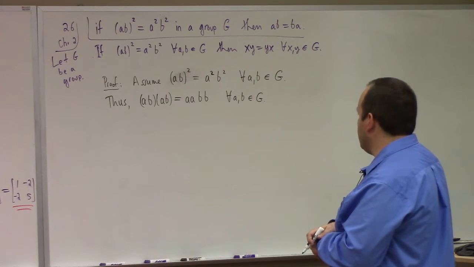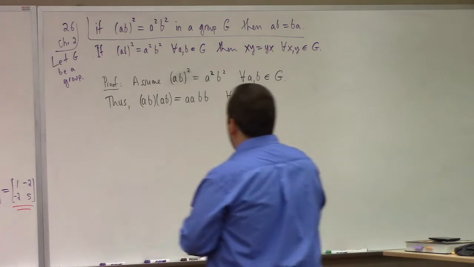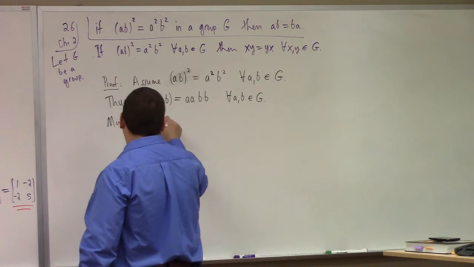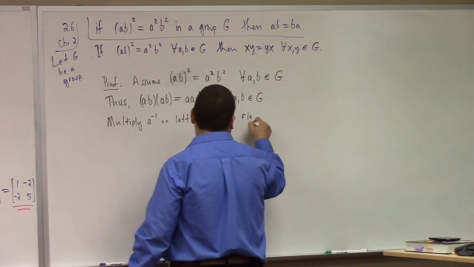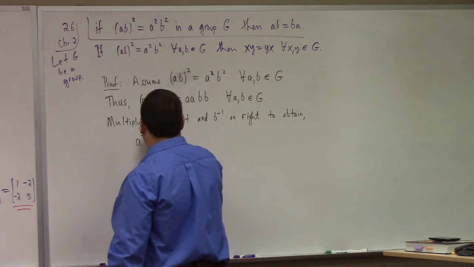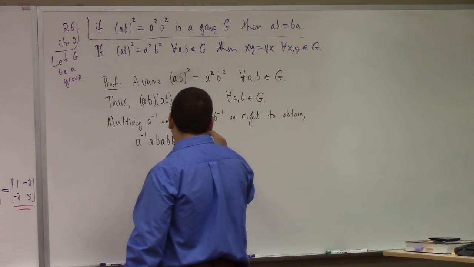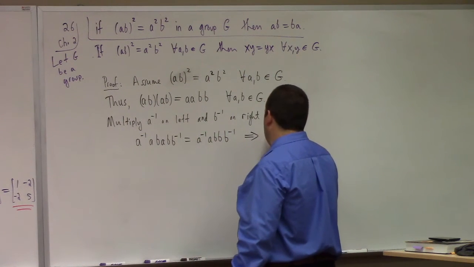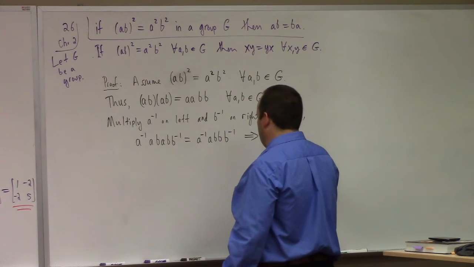So what can we do to that? Oh, we can just multiply A inverse on the left and B inverse on the right. Right, let's say multiply A inverse on left and B inverse on right to obtain A inverse AB B inverse equals A inverse AB B B inverse, which of course implies that, I mean, fine, I will write steps. We should always write steps.